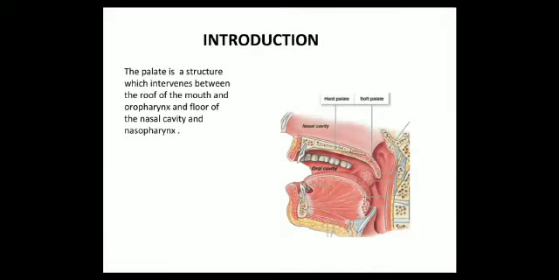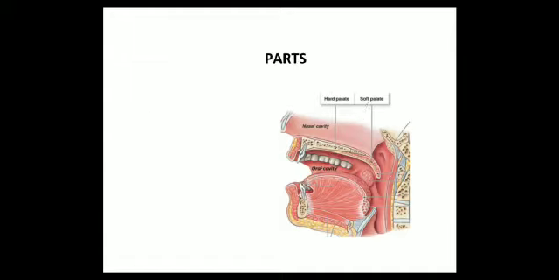So, the palate is a structure which intervenes between the roof of the mouth and the oropharynx and the floor of the nasal cavity and the nasopharynx. So, it is the structure between the oral cavity and the nasal cavity. It includes the hard palate and the soft palate.